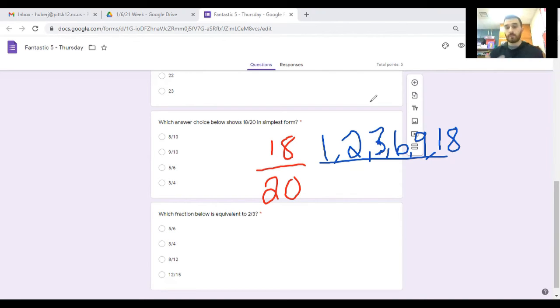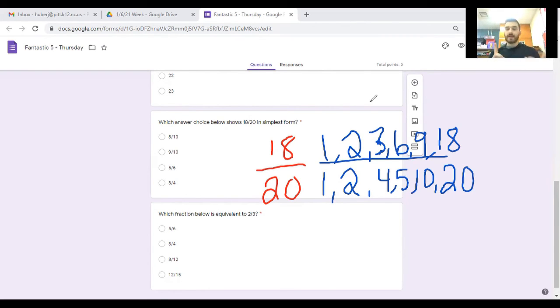Same thing for 20. I would start with the first factor pair of 1 times 20. I know 2 is going to work because it's an even number. I could do 2 times 10. I could try 3, but I know 3 does not go into 20 evenly. Then I would try 4, which I know I can do 4 times 5.